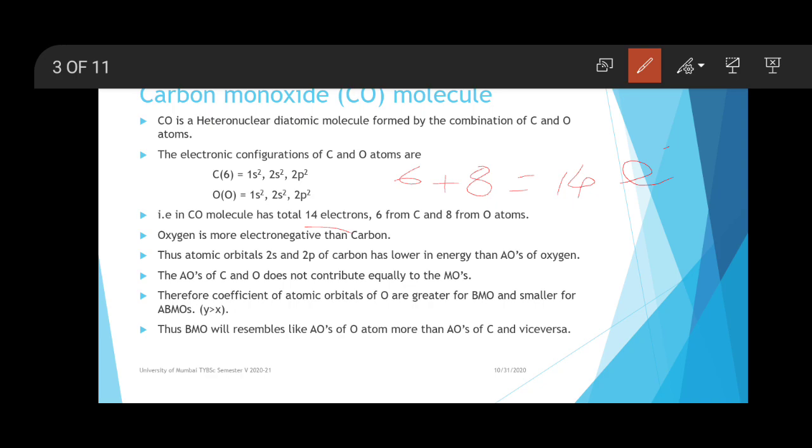Now oxygen is more electronegative than carbon, and therefore the atomic orbitals of carbon, that is 2s and 2p, are higher in energy as compared to oxygen. Why? Because oxygen is more electronegative than carbon. In the last video lecture we saw that electronegativity plays an important role: the more electronegative atom involved in the formation of a molecule will have lower atomic orbital energy.